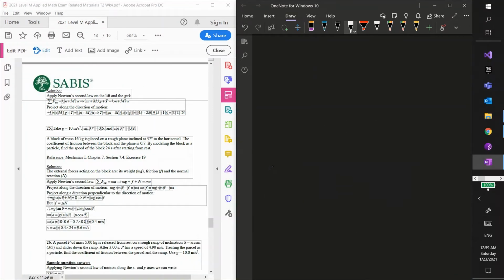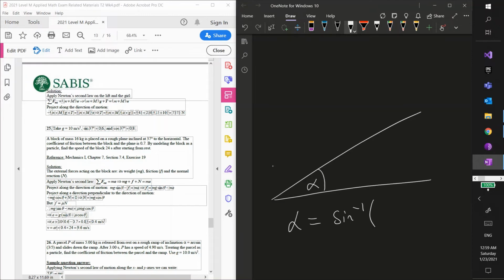Okay, question 26. A parcel of mass that is released on a ramp. The ramp is of angle alpha. Angle alpha is equal to arc sine 3 over 5. In other words, sine of alpha is 3 over 5. If alpha is equal to arc sine 3 over 5, take sine on both sides. Sine will cancel with arc sine, and you're going to be left with this. So the sine of the angle is 3 over 5.